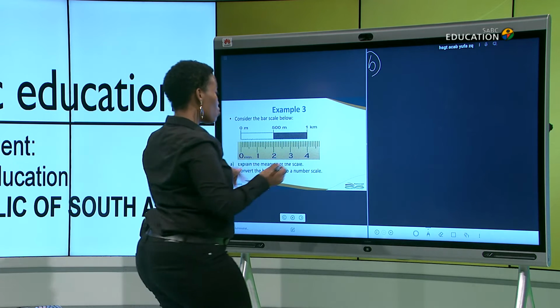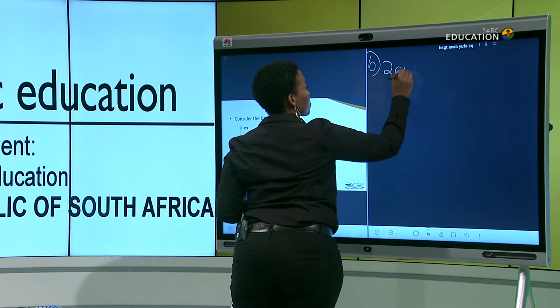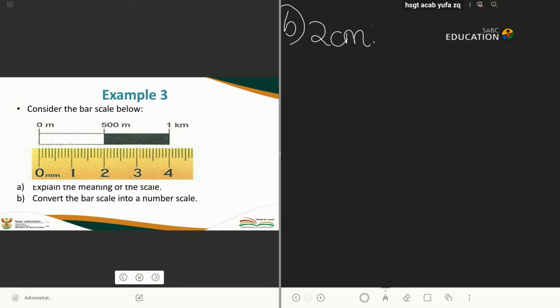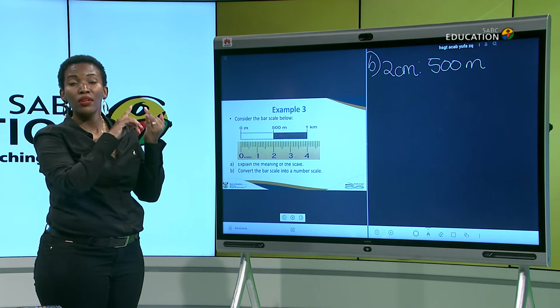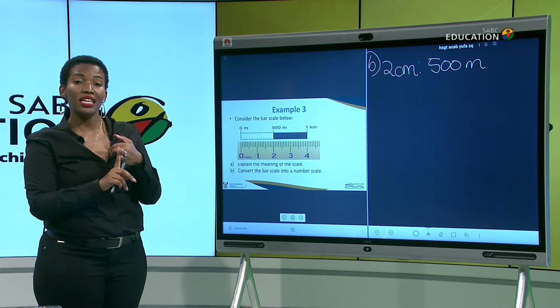To say that 2 centimeters is equivalent to what? To 500 meters. So 2 centimeters is equivalent to 500 meters. We need to convert this to a number scale. Remember the 2 properties of a number scale? 1, the units must be the same. 2, it must be in its simplest form.